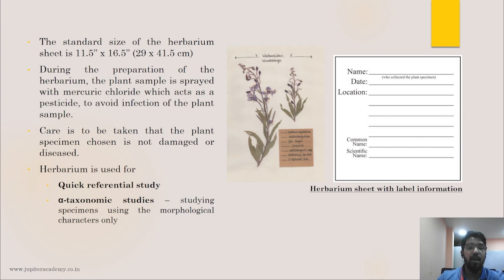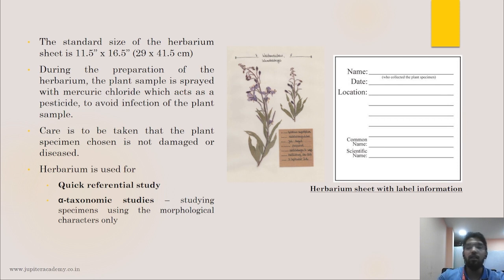Care is to be taken that the plant specimen chosen is not damaged or diseased. When choosing a plant to prepare a herbarium sheet, care has to be taken that the leaves do not have any holes or notches in them, that the flowers are not infected, and that all the petals and floral parts of the flower are present. On the right hand side, you see that a label is given. It is just an example of how a label should be.